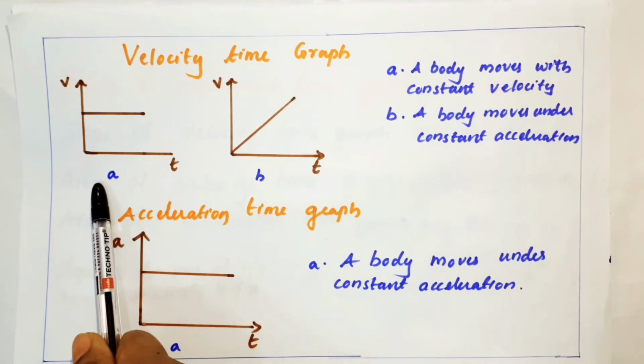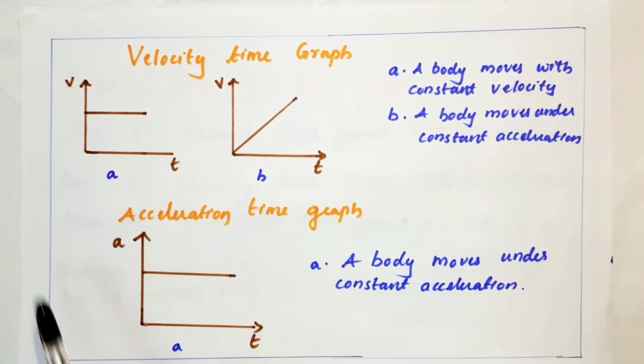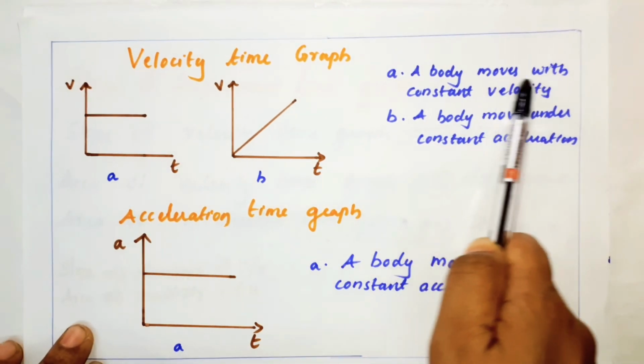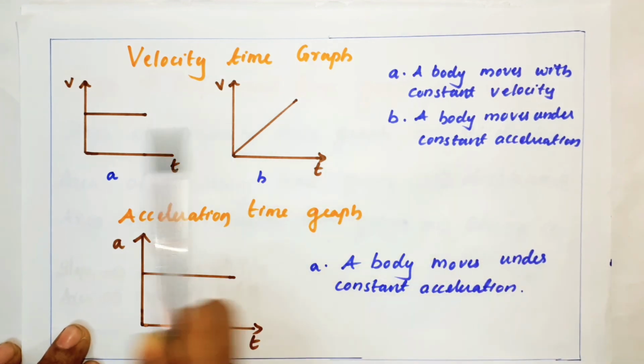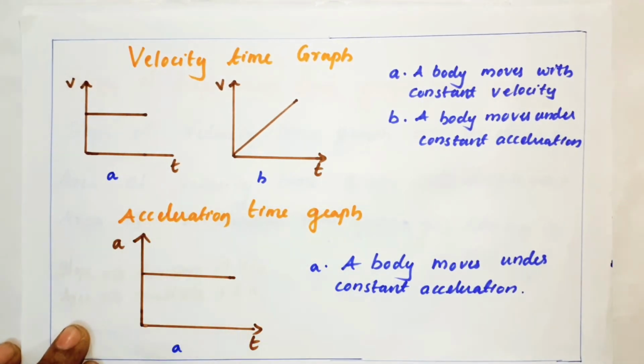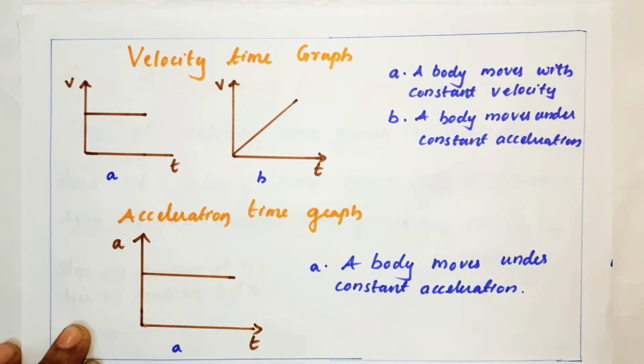In the first case, we can tell that as the time increases, velocity is not increasing. It means that the body moves with constant velocity. The velocity is not changing. So the first graph is for a body that moves with constant velocity.